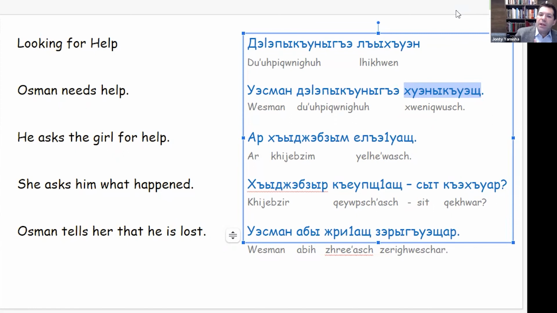So this is a way. So really what this is, wasman da apukunwa hunukwash. We translate this as Wasman needs help. But what this really means is Wasman da apukunwa, Wasman help hunukwash. It's missing from him. And so it's understood that he needs it.